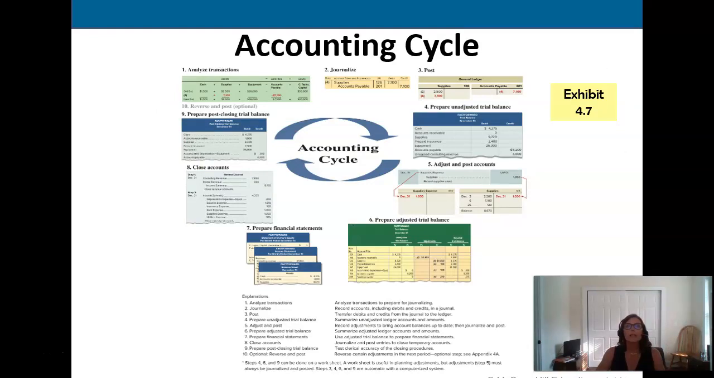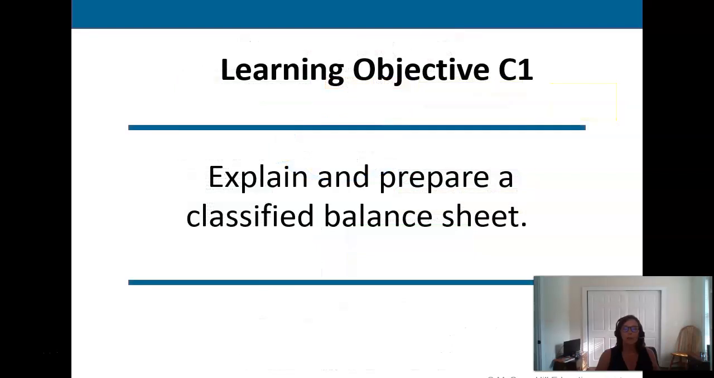And this is kind of a slide that takes you through from the source documents and analyzing the transaction all the way through to the post-closing trial balance that we just talked about. And this slide is just way too little for me to try and go through that with you, but it's in your book and it's just a recap of what we just talked about.